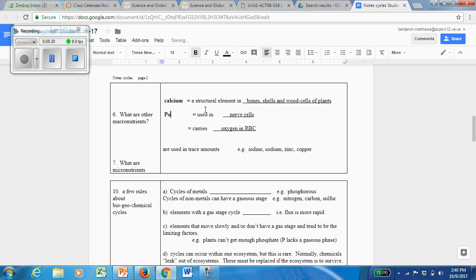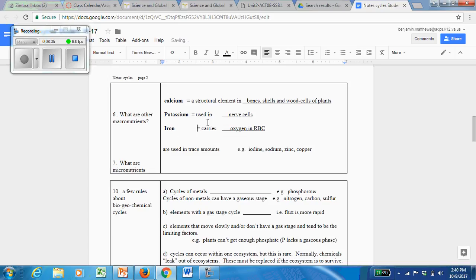We also have potassium. It's used in nerve cells. It helps us flood our nerve endings and really transmit that message from one nerve cell to the next. And then, of course, iron. And if you're iron deficient, that's not good.